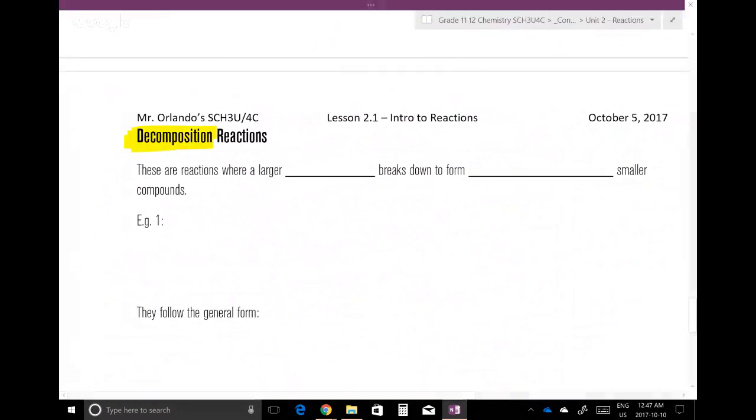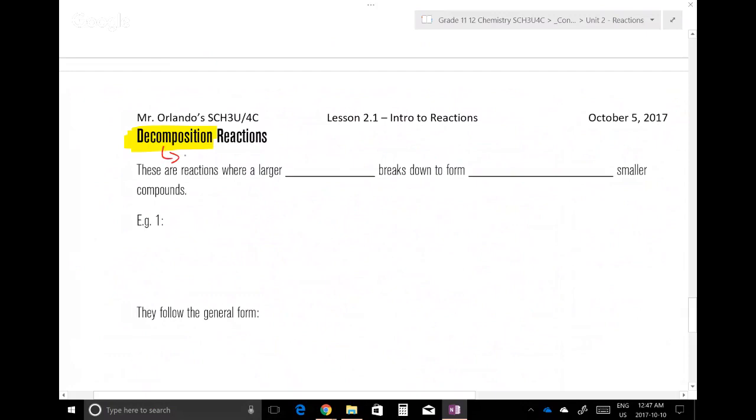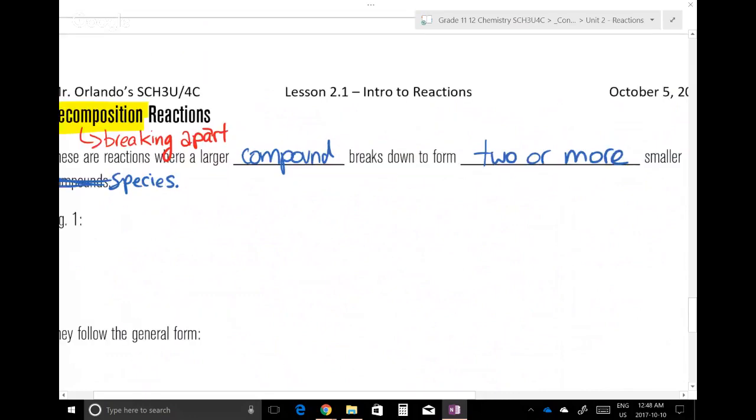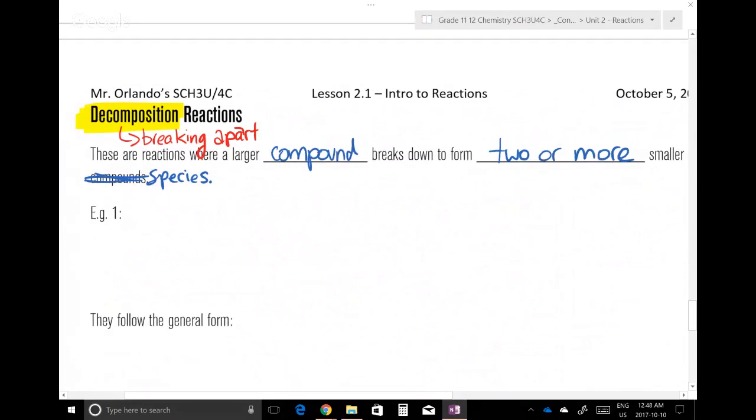Next, I want to look at decomposition reactions. And of course, when we say decomposition, we mean breaking apart. When something decomposes, it breaks apart. So these are reactions where a larger compound breaks down to form two or more, and in this course, it's mostly going to be two smaller species. I know I said compounds, but it won't always be a compound. Sometimes we're just going to get an element. So I should have said species, and you can change that.